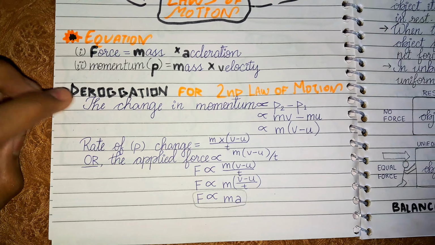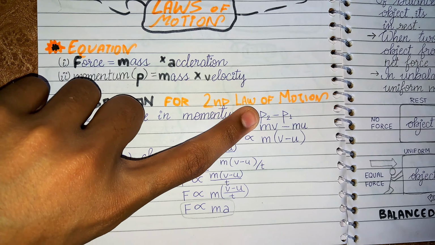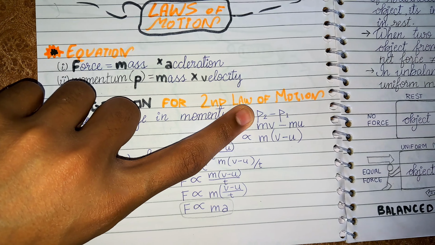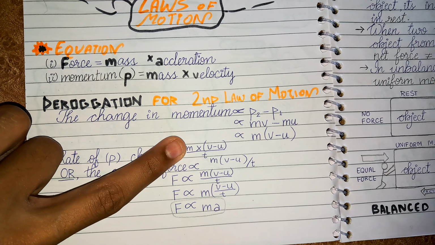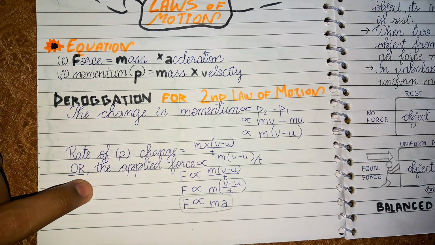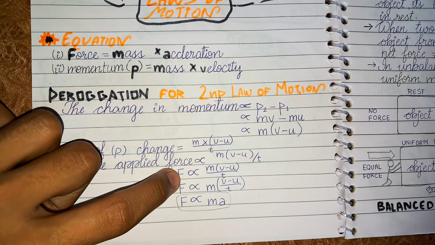Derivation. As we know, the change of momentum is equal to the subtraction of both the initial and final momentums. So the rate of change of momentum is equal to this divided by time. So the applied force F is equal to m multiply (v minus u) by time, meaning mass multiply initial and final velocity subtraction by time, which is equal to ma, as a is equal to (v minus u) by t.